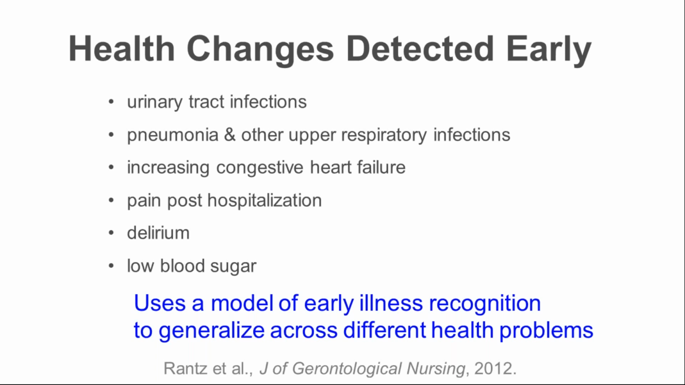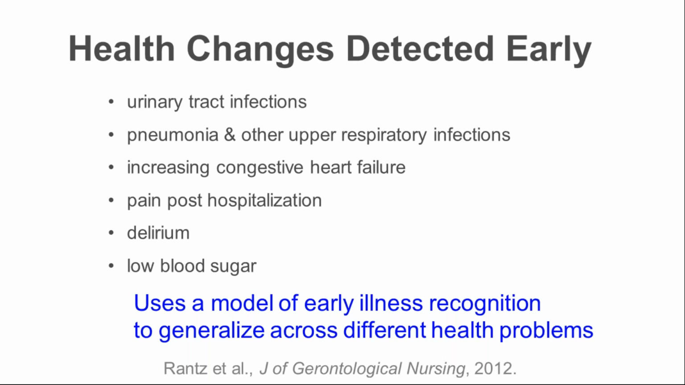These are the things that we're really able to detect early: urinary tract infections, pneumonia and upper respiratory tract infections, congestive heart failure, pain, delirium. Low blood sugar is one of those things that we have somebody working on, but that is not something that you're going to see in an acute evaluation. You would see maybe something like uncontrolled blood sugars over a period of time.